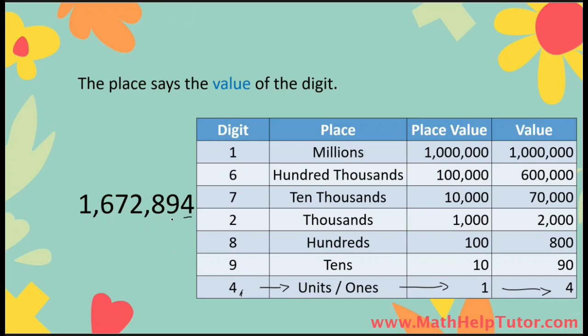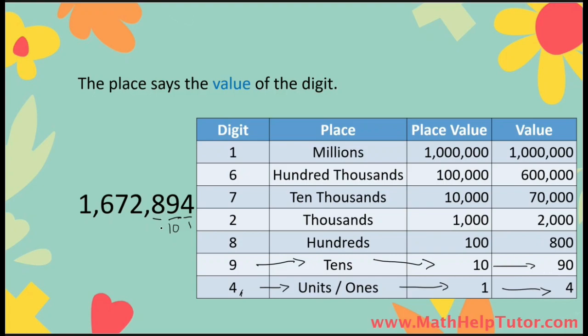For the digit 9, we know that the digit 9 is in the tens place. So this is in the ones place, this is in the tens place. And we know that the place value of the tens place is 10. And since we know that there are 9 instances of the place value 10, we know that the value of the digit 9 is 90.